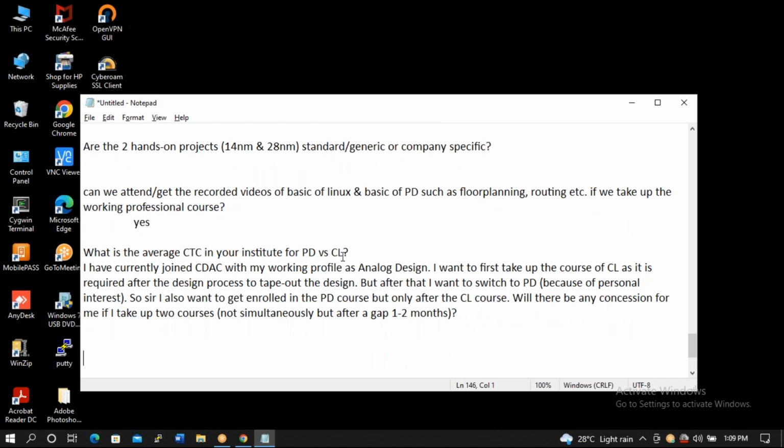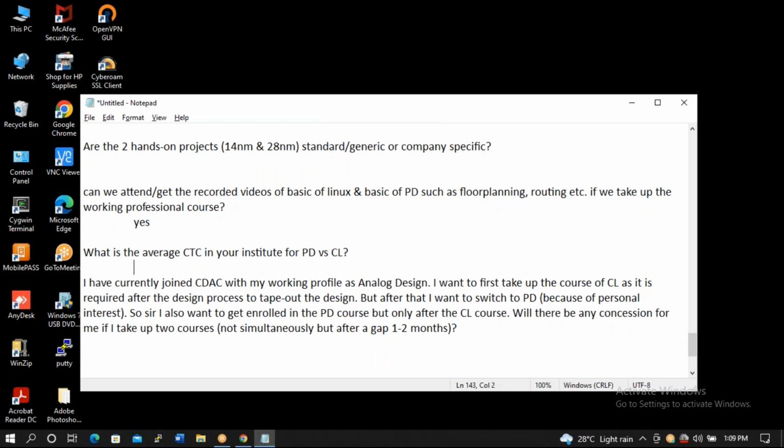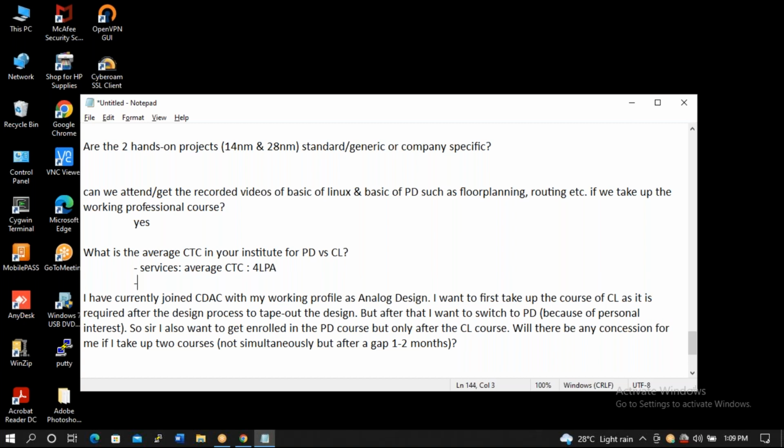Next. We are almost done with the questions and answers. What is the average CTC of an institute in PD? Both PD and custom layout starting salaries will be almost similar. They don't differ much. Whichever company you take, starting salaries don't differ much. Only differentiation will come if you go into services companies, where the average CTC will be 4 lakhs per annum. If you get into a product company, the average CTC will be around 8 lakhs per annum.